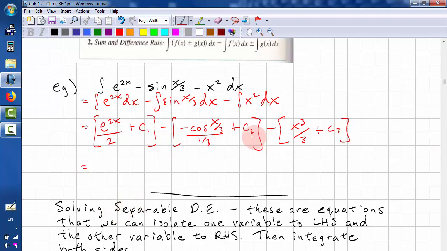And we can combine these constant terms into one constant term. So we have 1/2 e to the 2x. There's two negative signs, so that's plus. This 1/3 becomes 3 cos x over 3, minus x cubed over 3 plus c.